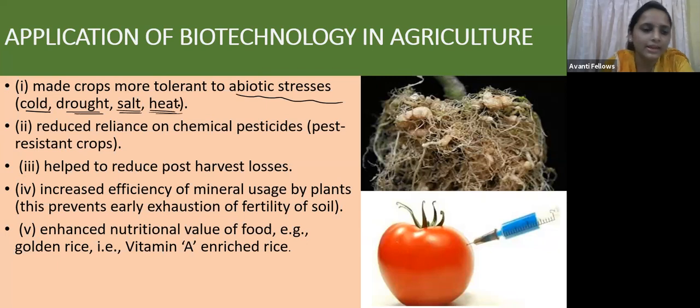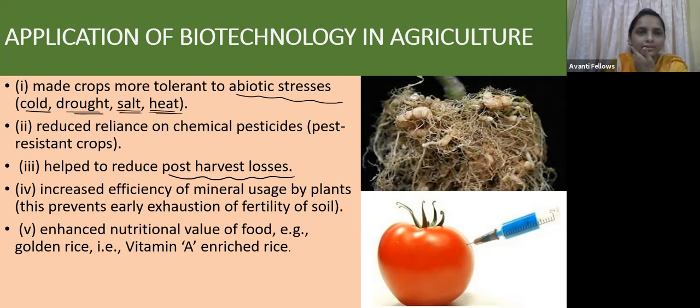Okay. So the second point is reduced reliance on chemical pesticides. I have already told you that using pesticides and insecticides causes hazards to the environment, right? So to decrease this, by using biotechnology, we have prepared modified plants. For that modified plant, we do not require any insecticides or pesticides, so it reduced the use of chemical pesticides. And the third one was that it helped to reduce post harvest loss.